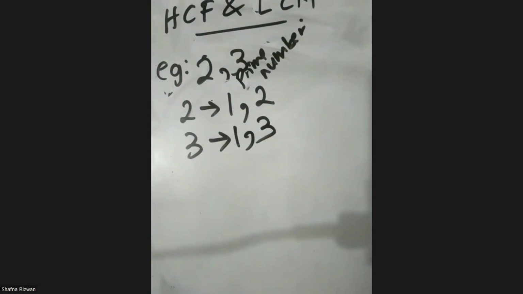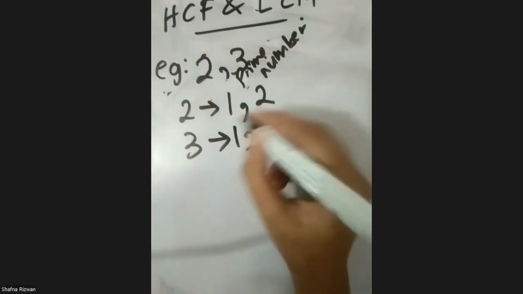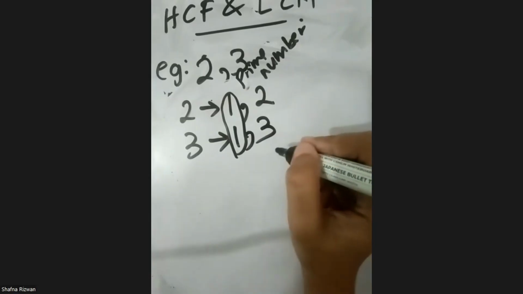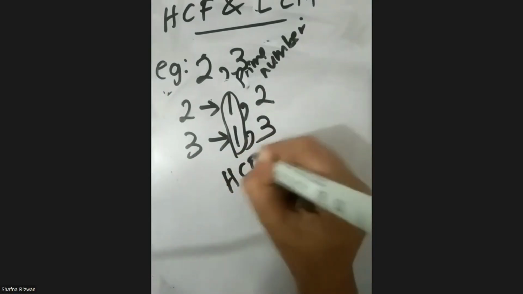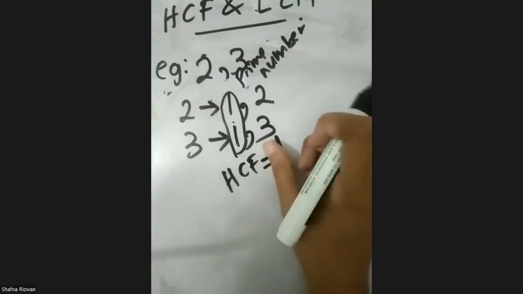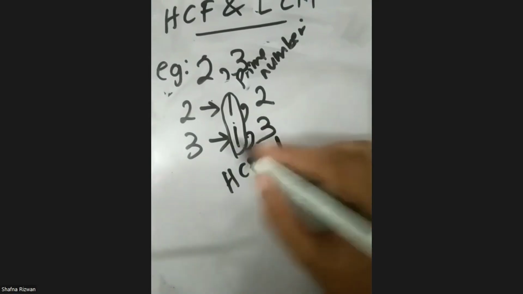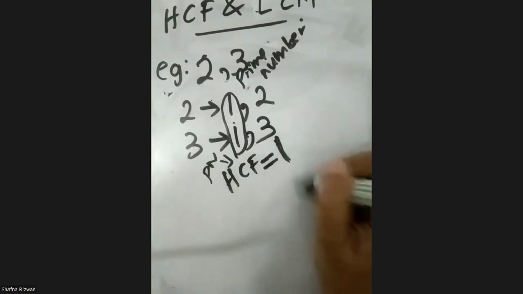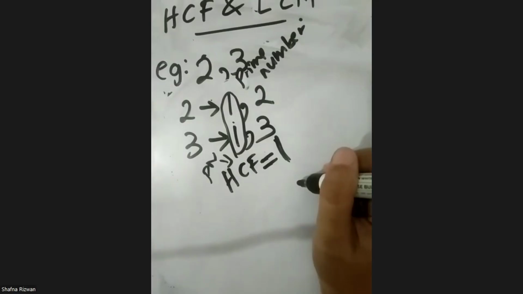Am I right? So now tell me, what is the common factor you can take here? 1. 1 is the only common factor you can take. So what will become your highest common factor? That will become 1. So always remember, whenever you have a prime number, the highest common factor will always be what? 1. Never ever forget that.